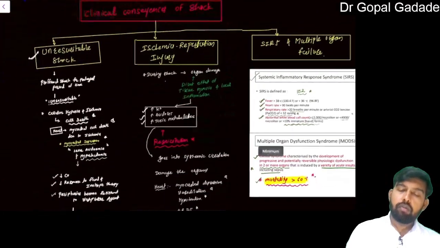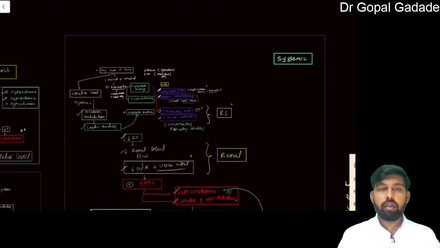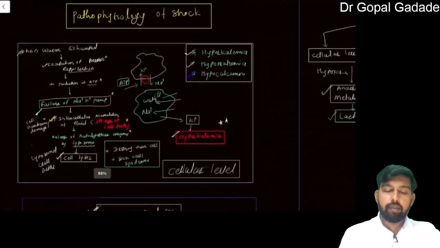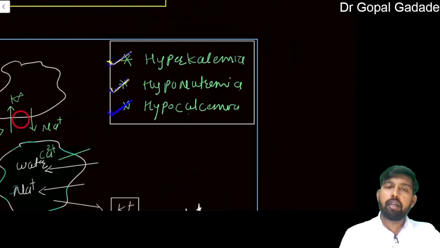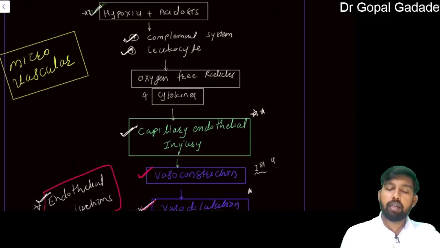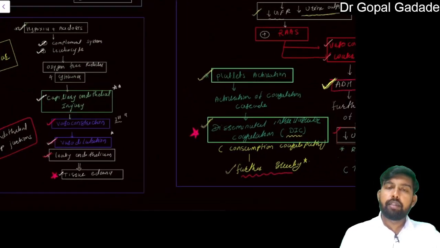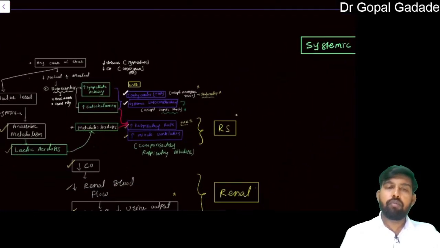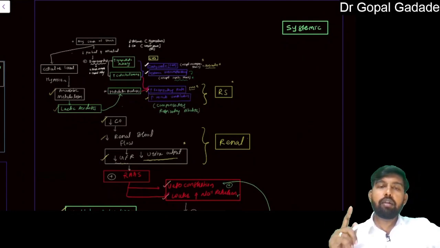So that's all about the pathophysiology of shock. Let's revise. We have seen the pathophysiology of shock at the cellular level. The ultimate effect of shock at the cellular level is hyperkalemia, hyponatremia, and hypocalcemia. The pathophysiology at the microvascular level, because of hypoxia and acidosis, will ultimately result in endothelial gap junction formation and tissue edema, and ultimately increases the cellular hypoxia. And we have seen the systemic manifestations of shock in different systems, and also their exceptions.